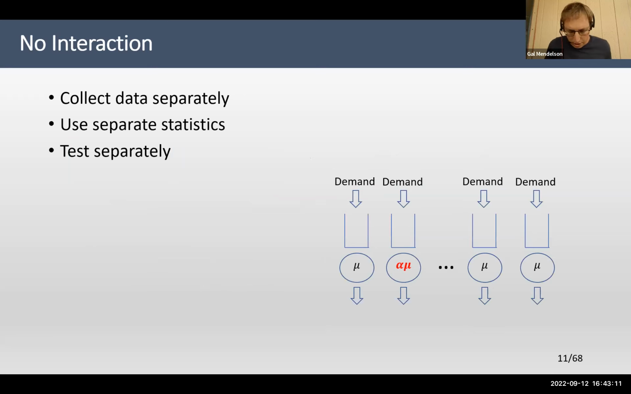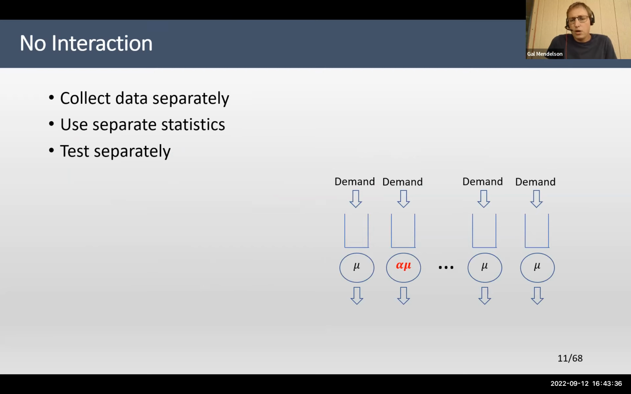Okay, so let's talk about detection and why it would be hard in this type of system. Why is it challenging? The first key thing is understanding that interaction plays a key role. When I say interaction, I mean dependence between the queues. So let's start by thinking about what it means that we don't have interaction, and what we do then.